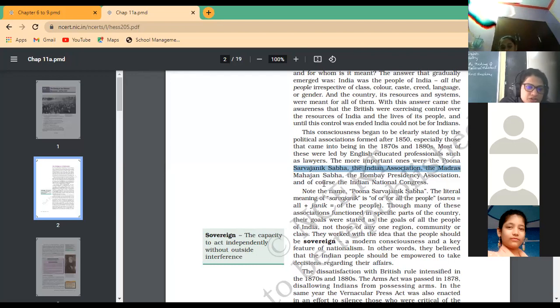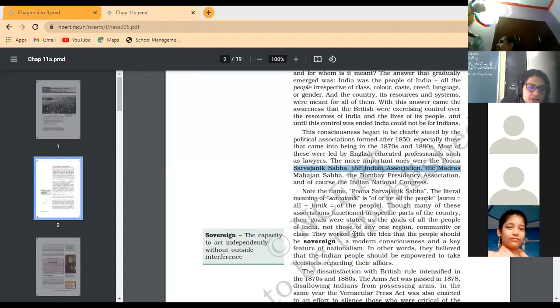Now let's talk about Pune Sarvajanik Sabha. Pune Sarvajanik Sabha literally means, Pune means which association, formed in which state? Pune. And Sarvajanik means for all people. The association functioned in a specific part of the country, and their goal was what? Unka goal kya tha? That all people of India, not those of any particular religion, community, or class, this association was for all, and they welcomed all Indians.